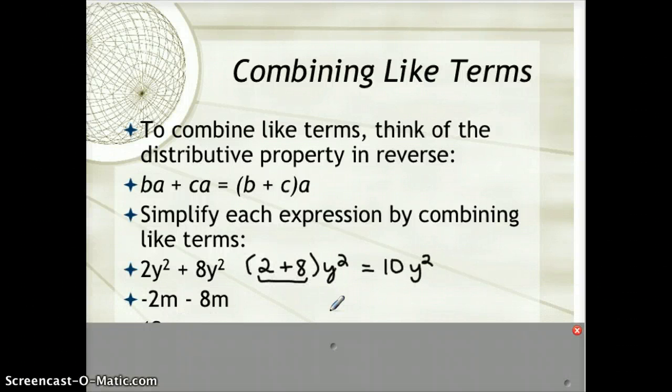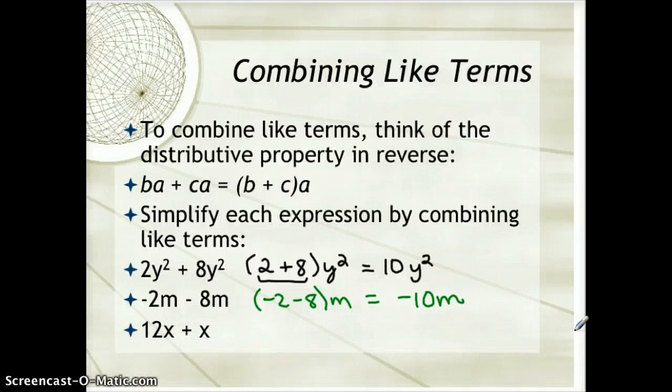So negative 2m minus 8m. You've got to be really careful here. If you wanted to show it out again, you could show that it's negative 2 minus 8 times m, and that's going to give you negative 10m. Or you could just think, what is negative 2 minus 8? That's negative 10, and the m is going to stay the same.